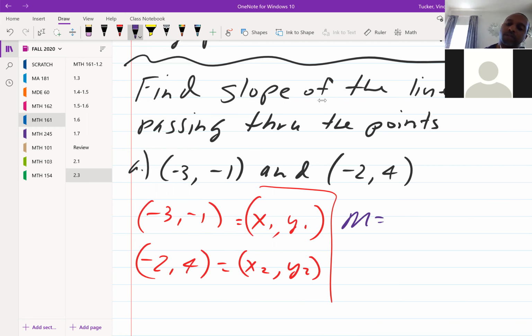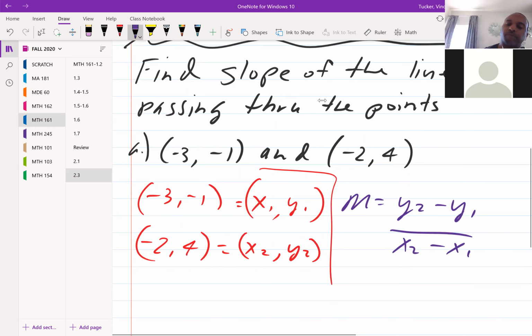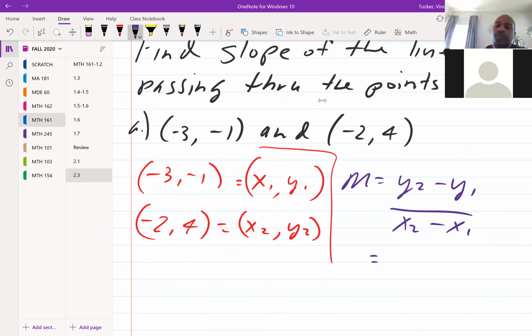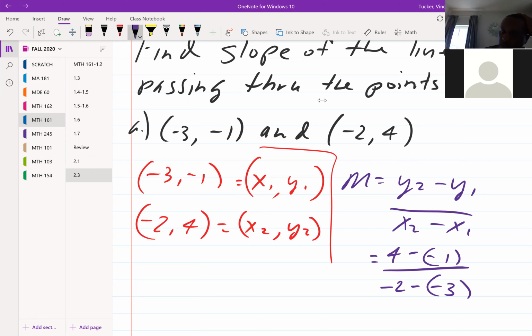All right. So we got y2 minus y1 over x2 minus x1. Y2 is 4. Y1 is -1. Make sure you don't lose a negative. A lot of people make that mistake. So we substituted in -1, but there also was a negative or minus sign in your formula. X2 is -2, and then x1 is -3.